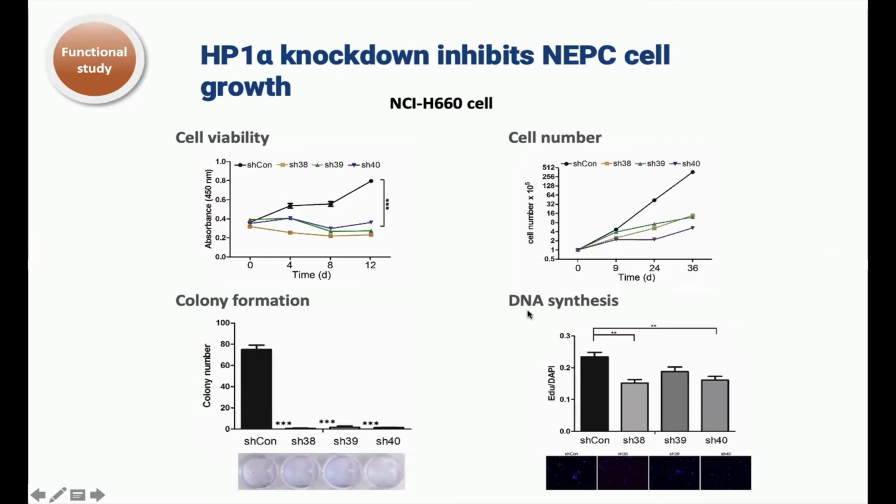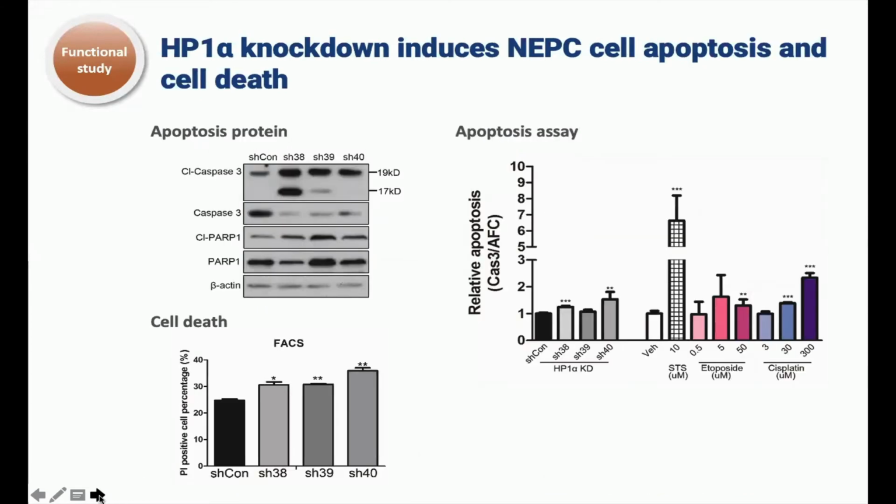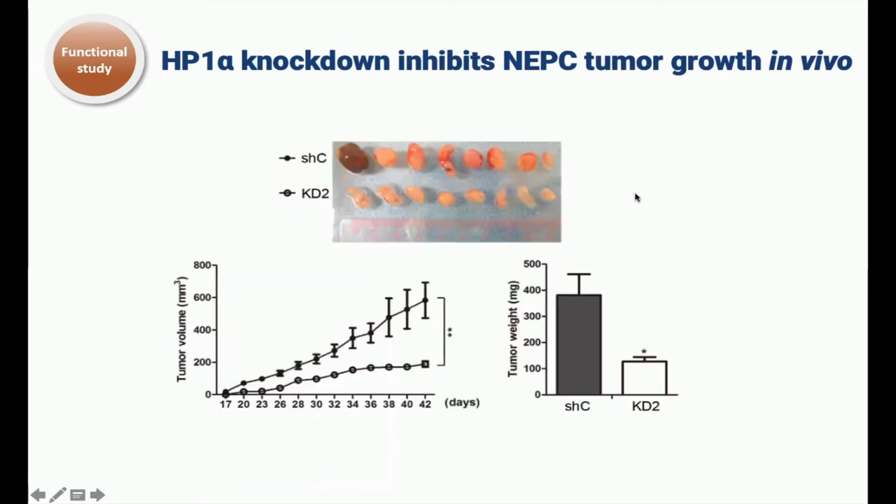The conclusion is that when you knock down this gene, you inhibit NEPC cell growth. And he actually detected that the induced cell growth inhibition is due to NEPC cell apoptosis and cell death. So I don't have to go into all the detail.